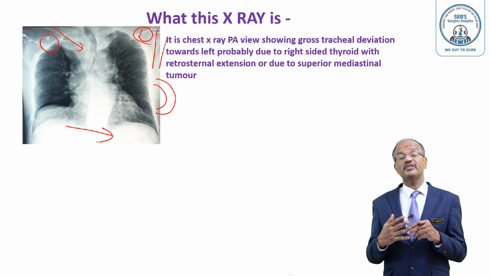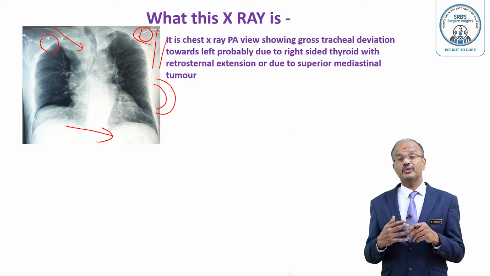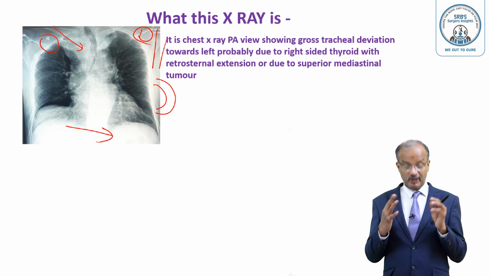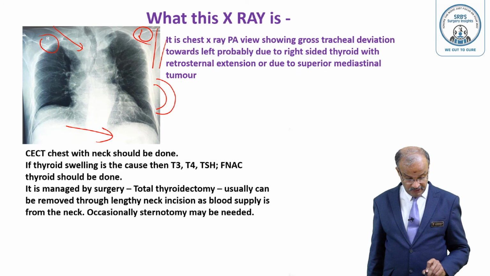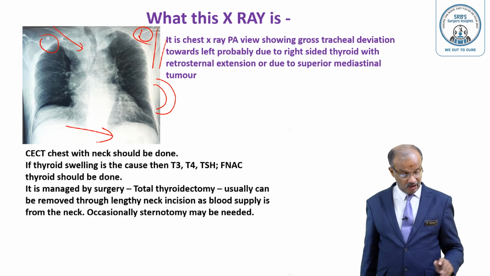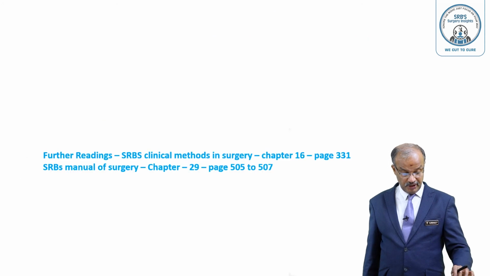So you have to take the consent for tracheostomy. You have to inform the patient beforehand because it might be required. So all these things you have to think about and plan while doing surgery in such a patient. So FNAC, total thyroidectomy, neck incision, sternotomy, tracheostomy may be required. All these things, whatever I have told, are mentioned here.